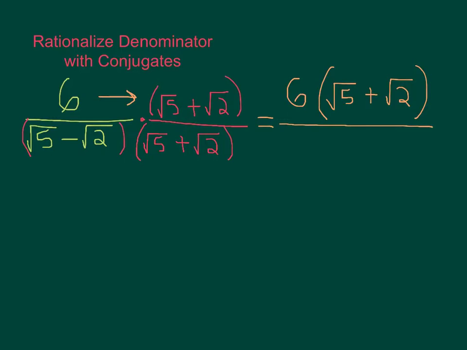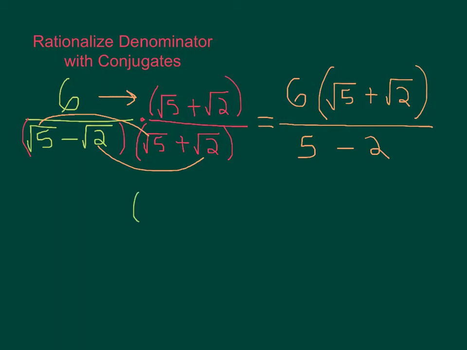So now, look at my denominators. If you FOIL that, first, outside, inside, last, what just happened when we multiplied their conjugates? Those middle terms always cancel out, the outside and inside terms. So all you really have to do is multiply your first and last terms together. So the square root of 5 times the square root of 5 is just 5. And then negative square root of 2 times the square root of 2 would just be minus 2. So now, 5 minus 2 is 3.